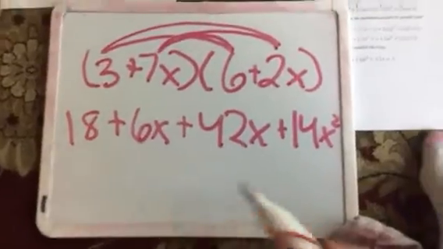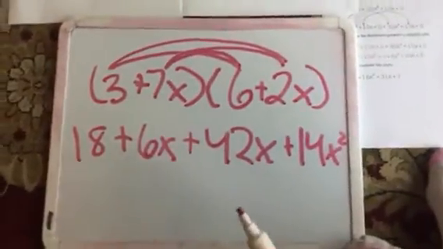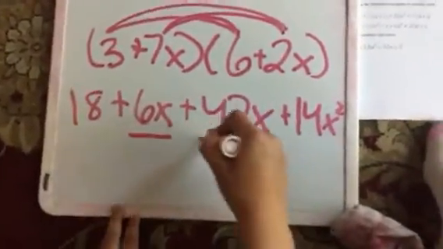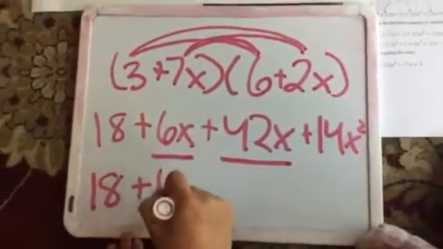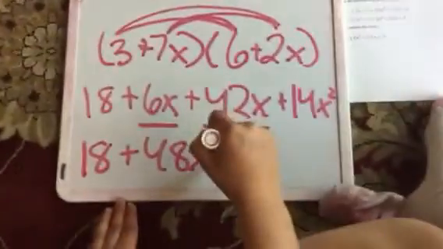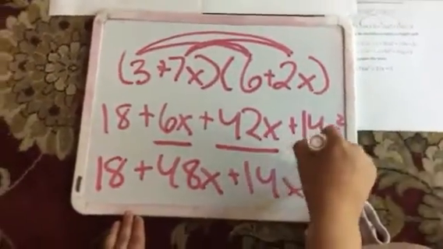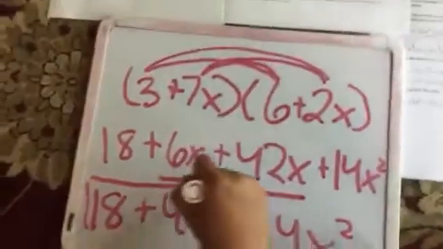So now look if you can combine like terms, and we can see that we can combine 6x and 42x. So we can get 18 plus 48x plus 14x squared. And this is our final answer.